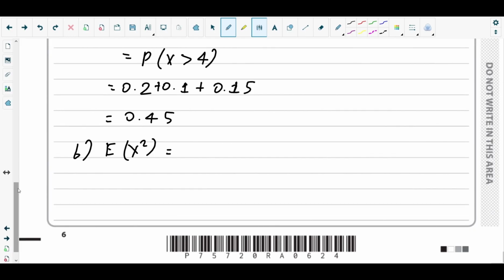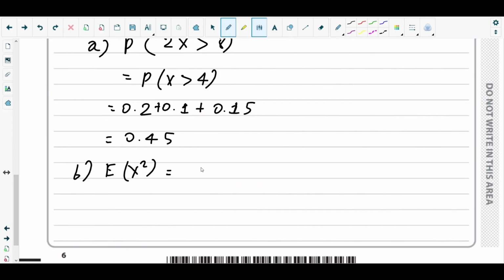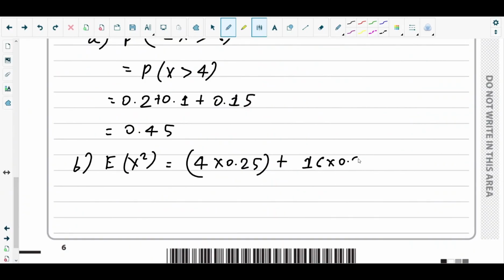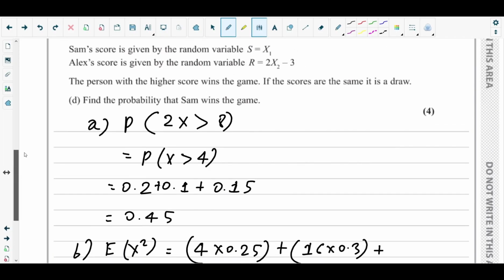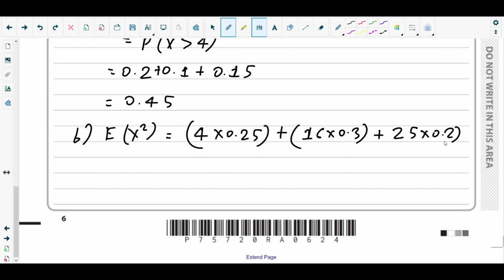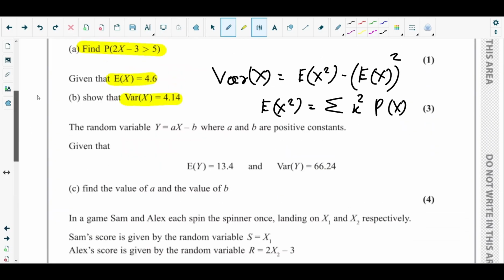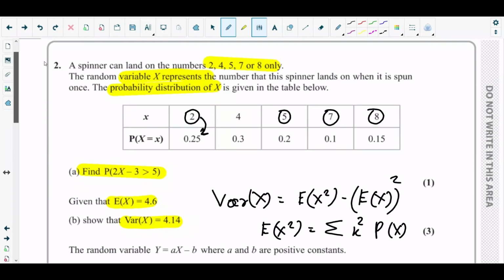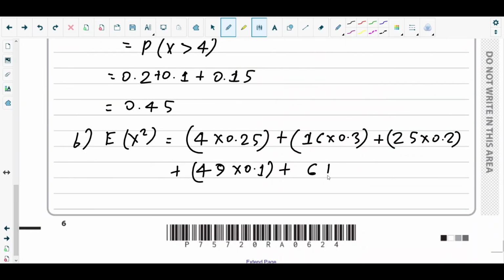That would be: the first term is 2, so 4 times 0.25, plus 16 times 0.3, since 4 squared is 16, plus 25 times 0.2, since 5 squared is 25, plus 49 times 0.1, since 7 squared is 49, and at last 64 times 0.15. So what would be the value for the expectation of x squared?